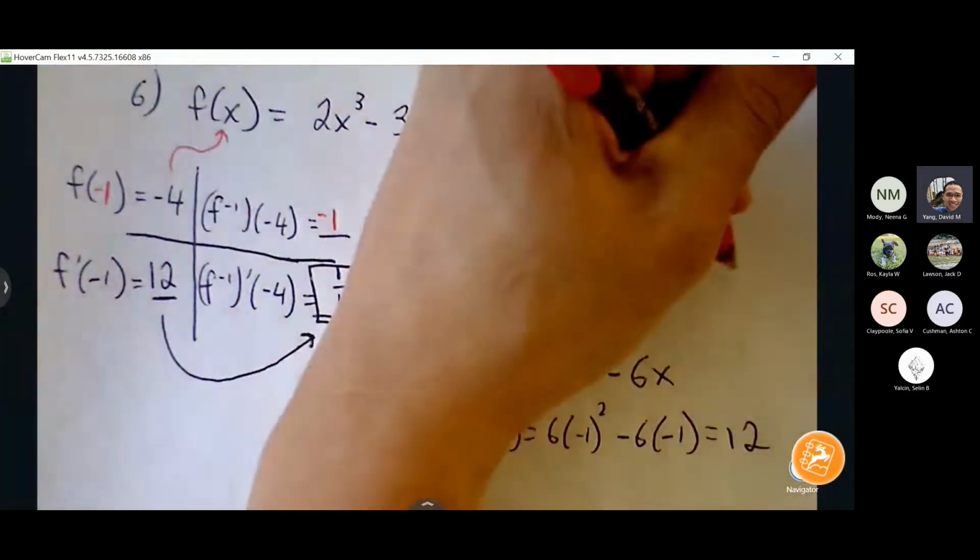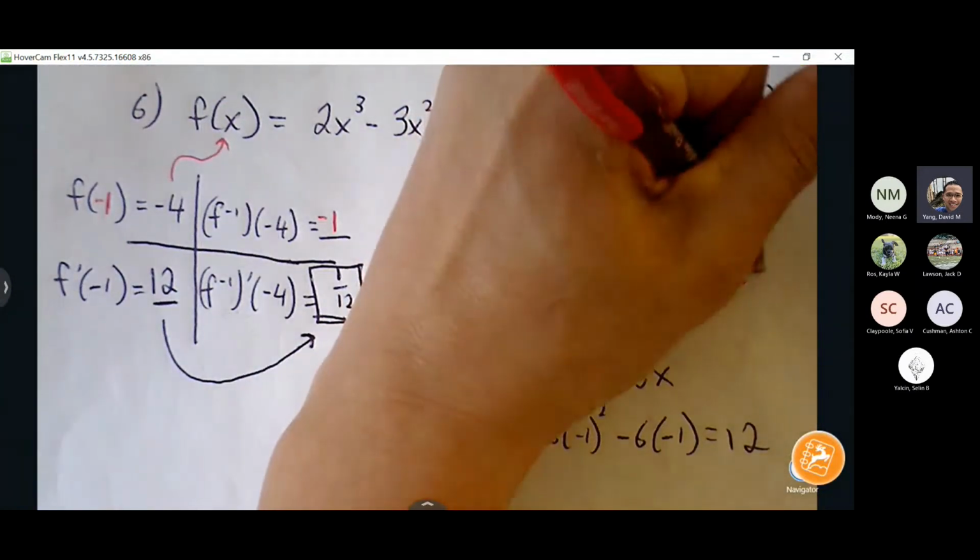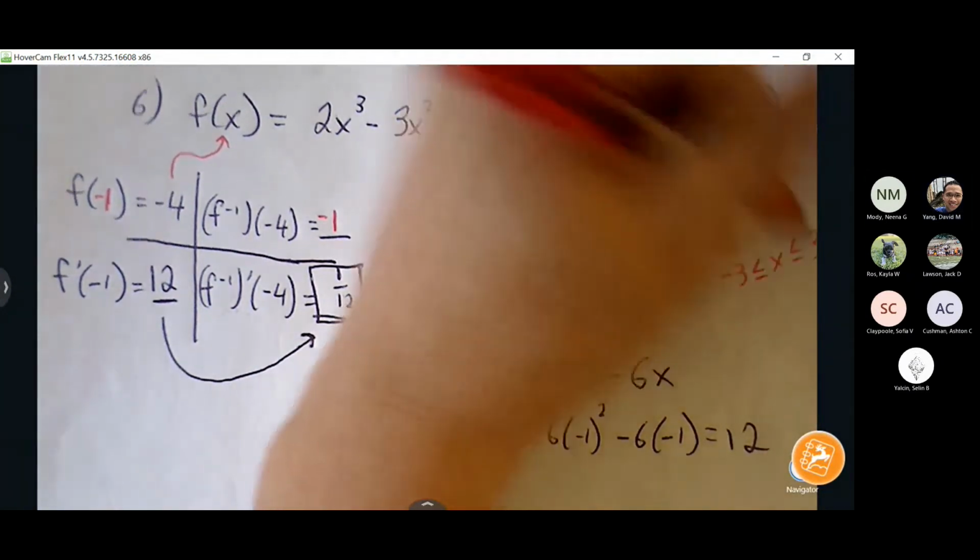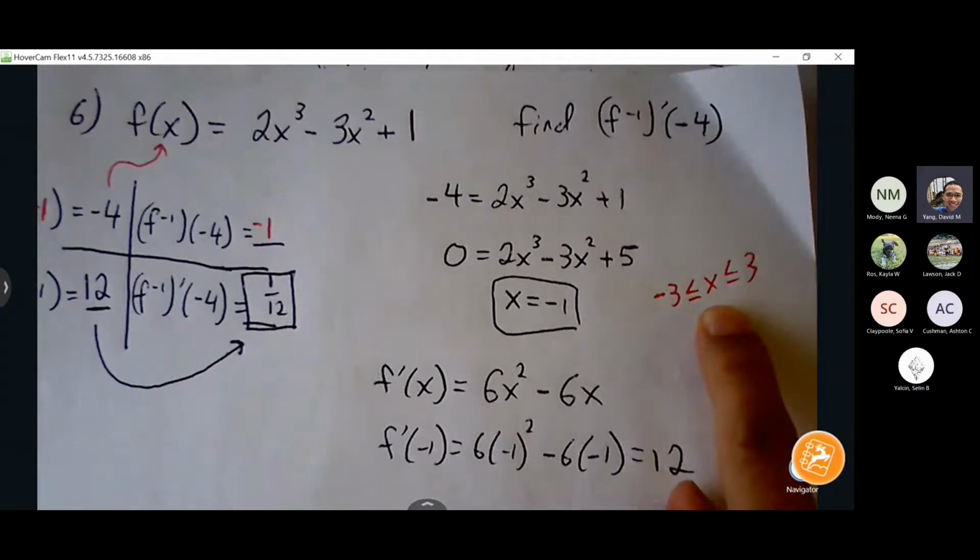I would say values between -3 and 3. It will fall between that range.